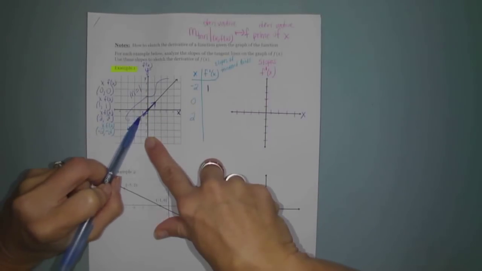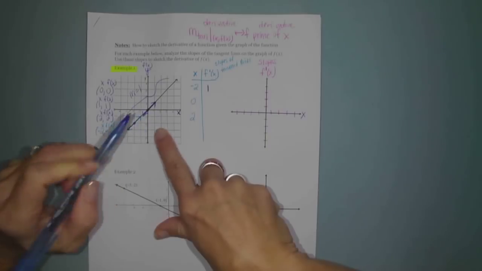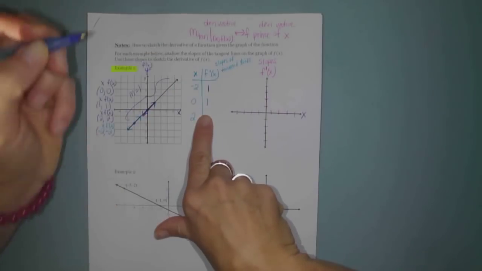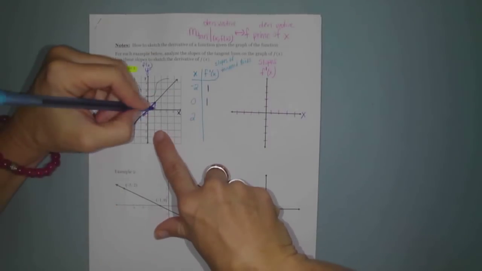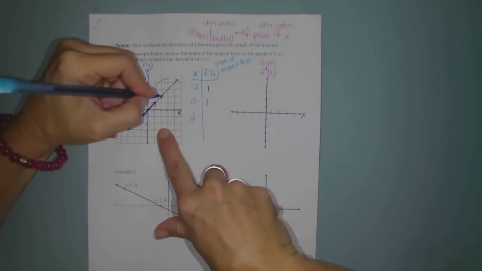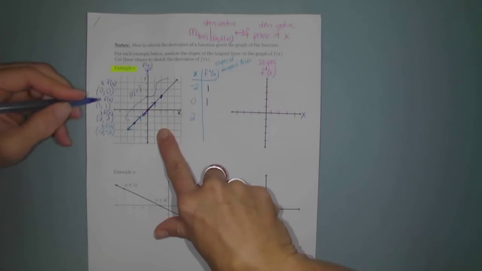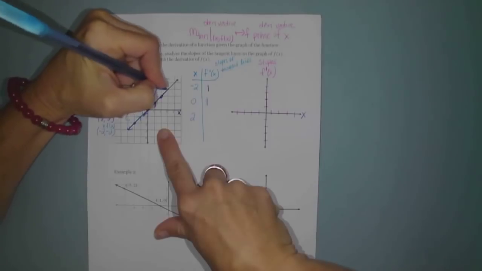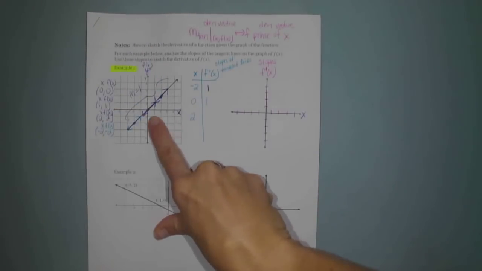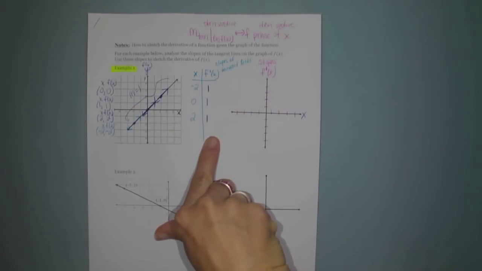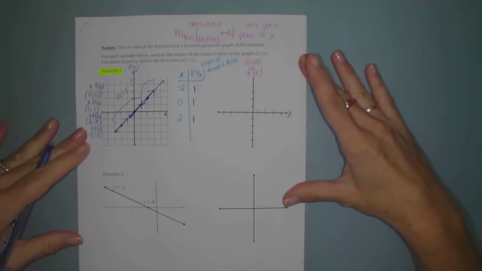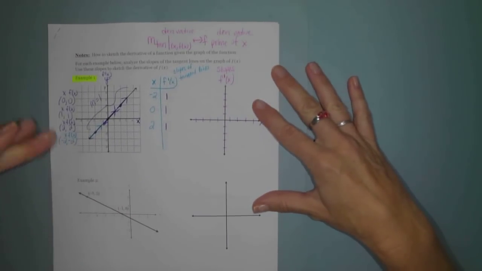Again, it lies right on top of the line, so the slope at 0 is 1. And now I go to 2, 2, which I had marked over here. Draw a tangent line. Boom. The slope is 1. Okay, so let's go to our derivative graph then.